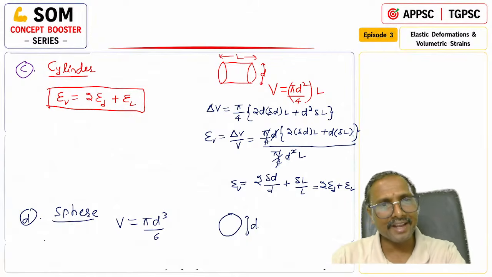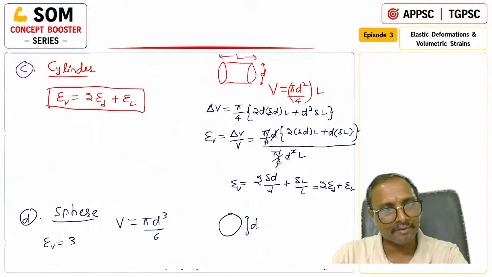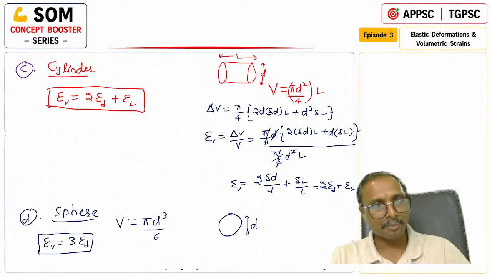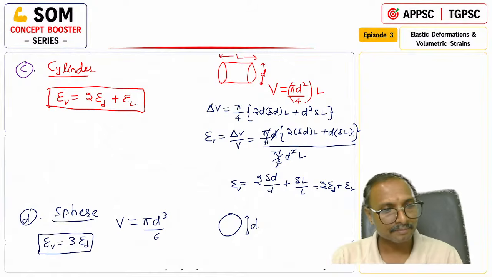So directly how can you write that? Epsilon V will be equal to, pi by 6 is constant, so no variation, we don't consider. D cube is there, power 3 will come as a multiplication, so 3 times strain in the diameter. Is it clear, everyone?